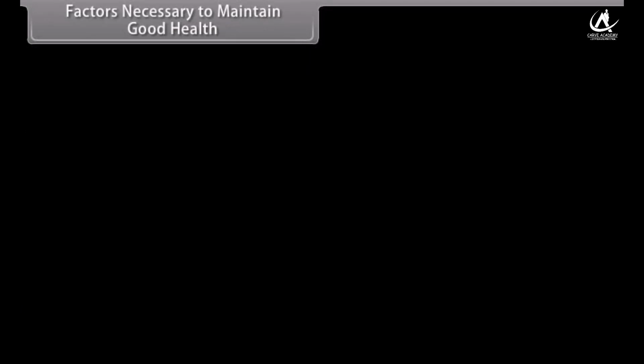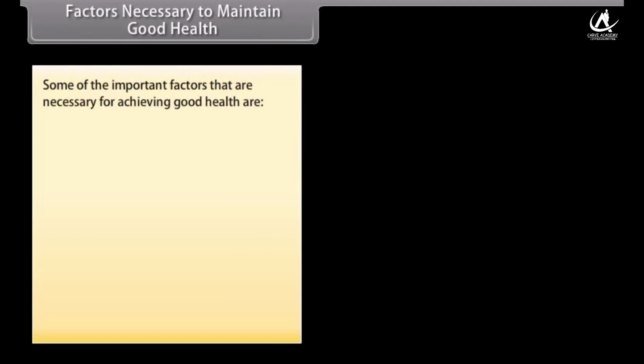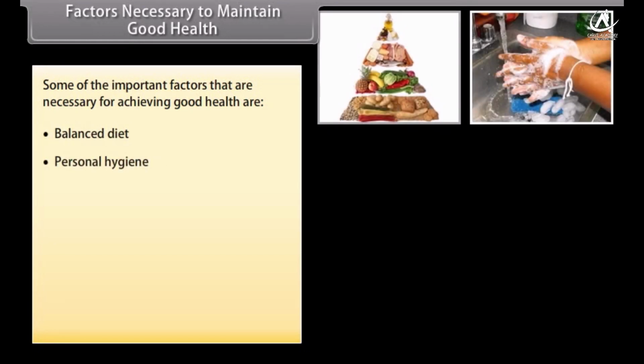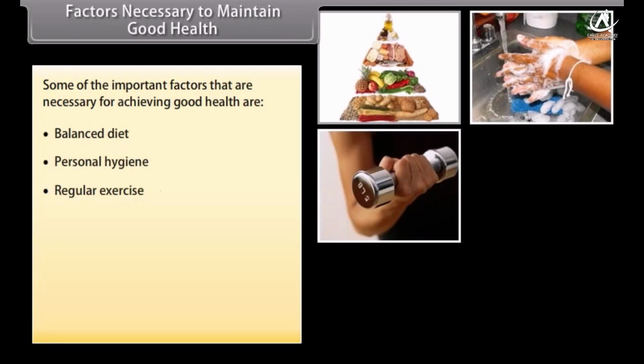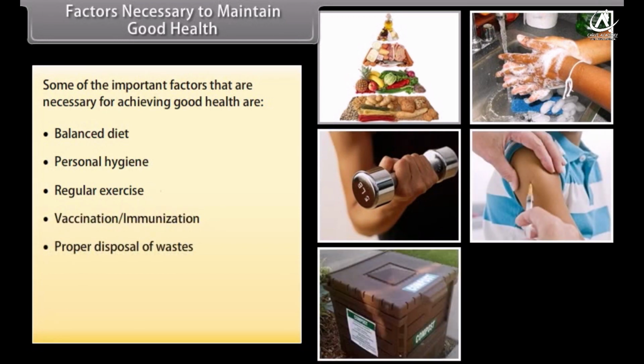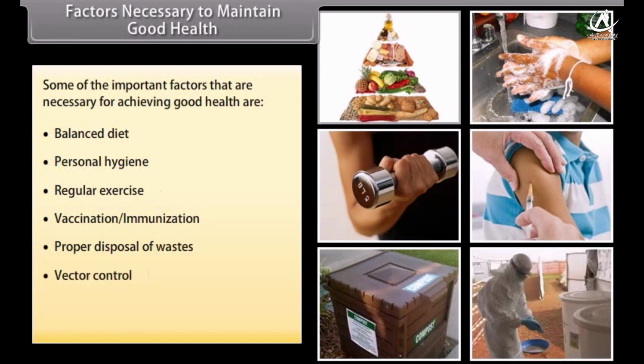Factors necessary to maintain good health. Some of the important factors that are necessary for achieving good health are balanced diet, personal hygiene, regular exercise, vaccination, immunization, proper disposal of wastes, vector control, maintenance of hygienic food and water resources.